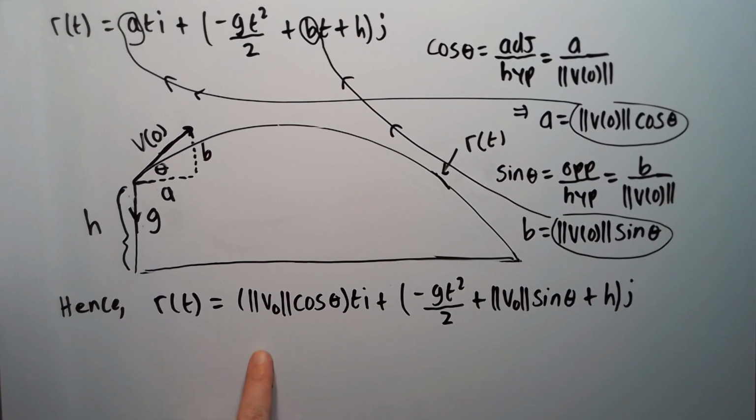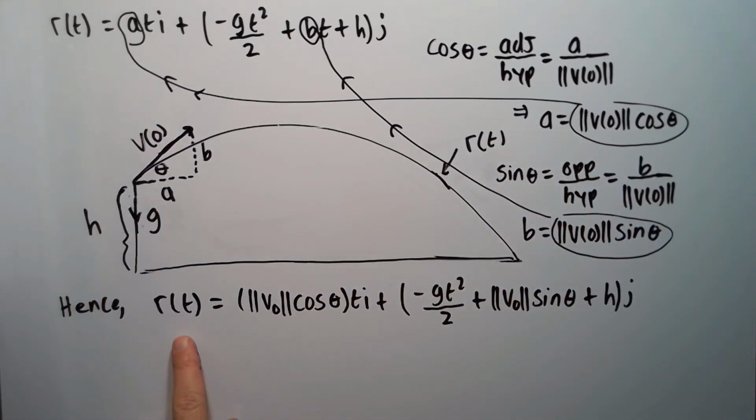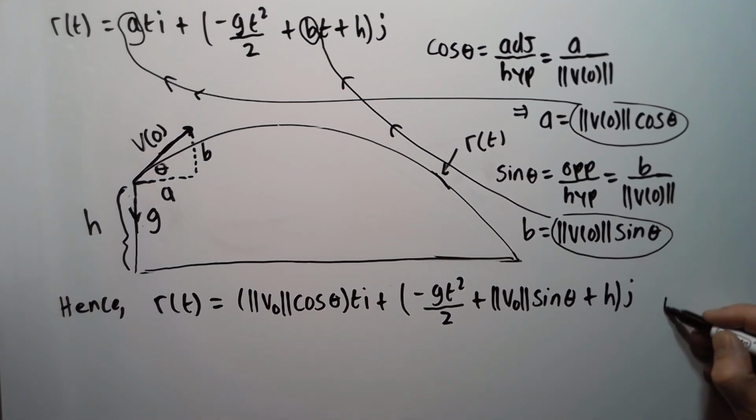Making the substitutions for a and b, substituting the trig functions, we get this. And that's what we're trying to show in the theorem, so we're done. This completes the proof. So we're done with theorem 6.